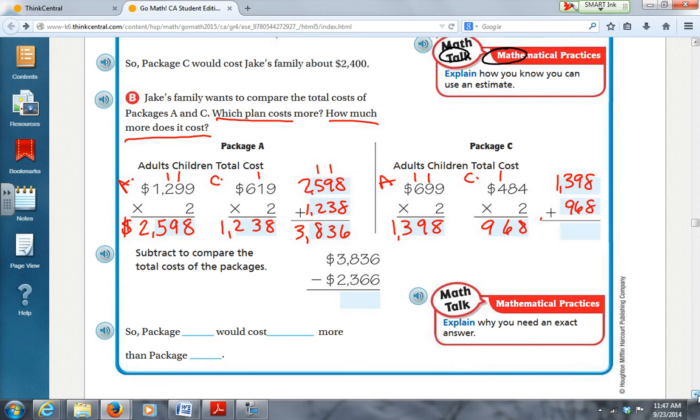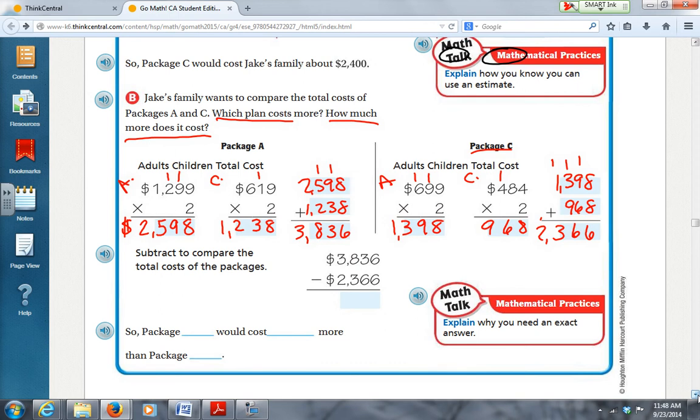8 plus 8 is 16. Okay, 9 plus 6 is 15. 15 plus 1, 16. Carry the 1. 9 plus 3 is 12 plus 1, 13. Carry the 1. 1 plus 1 is 2. So 2,366 is for package C. Am I done? No. Okay, this is a 3-step problem.